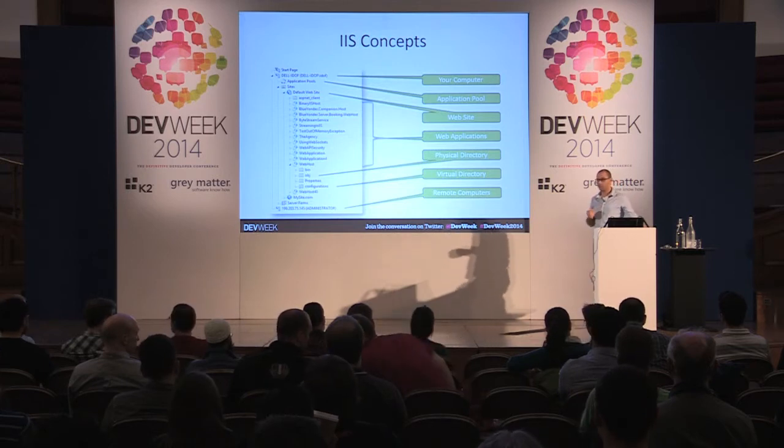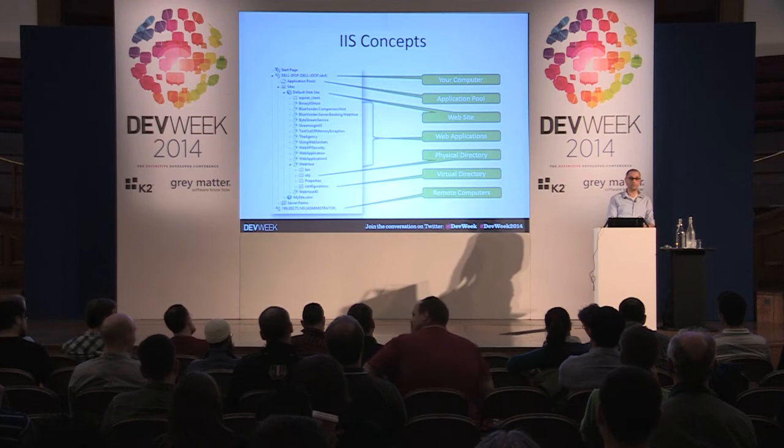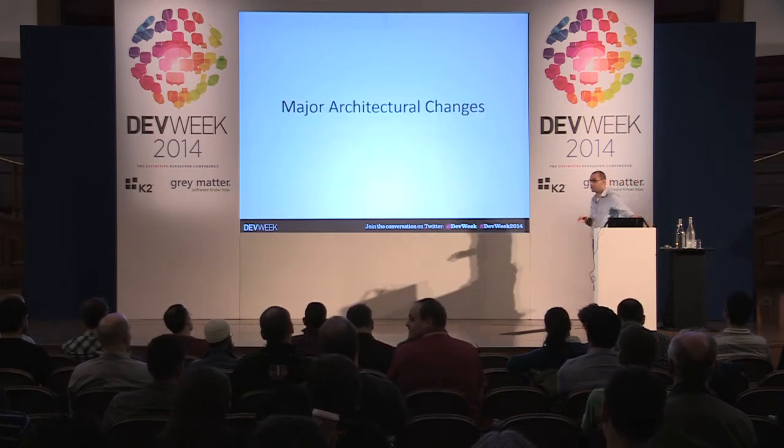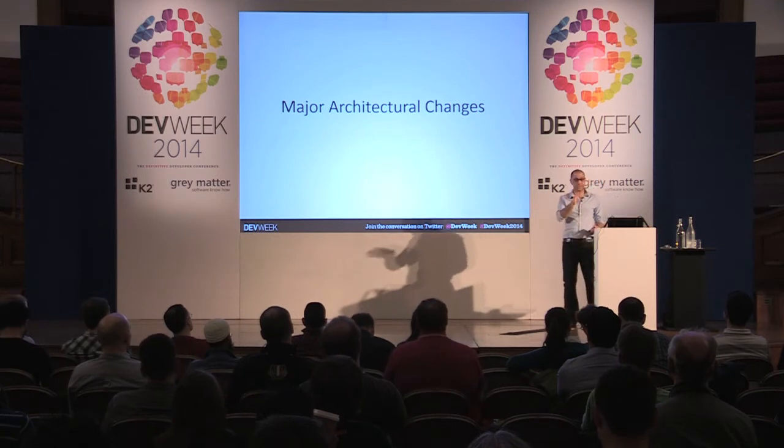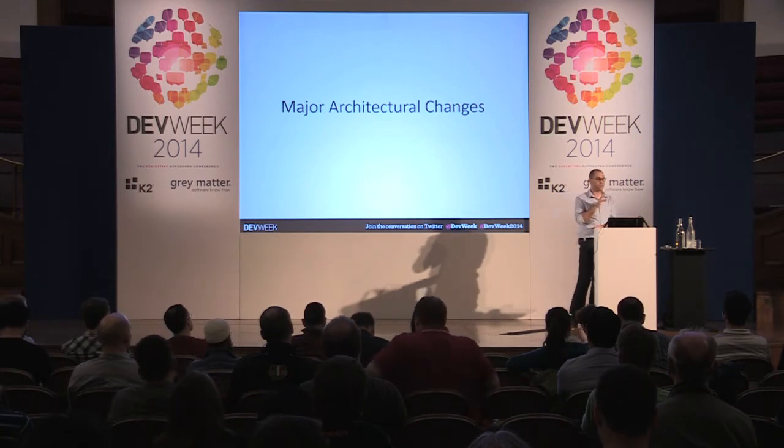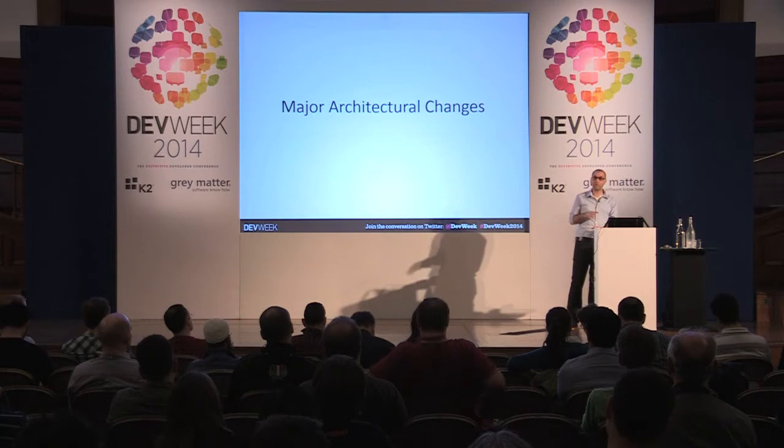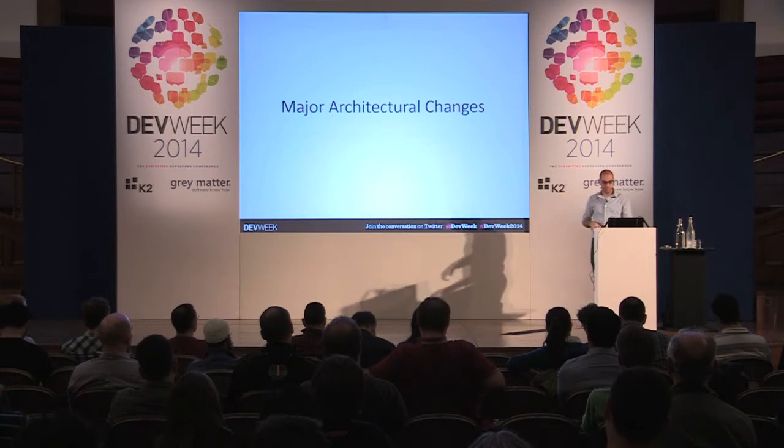Okay, tip number 1 for today. There will be plenty. Prepare notebooks and pens. So let's take a look at the biggest architectural changes in IIS that came out in IIS 7 and on.